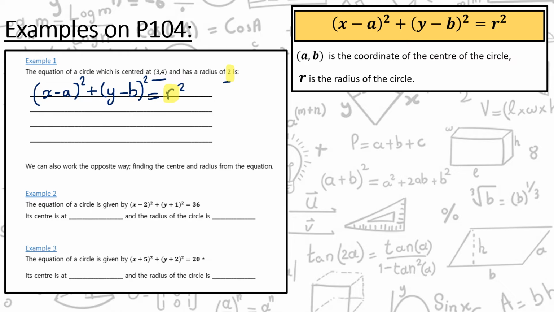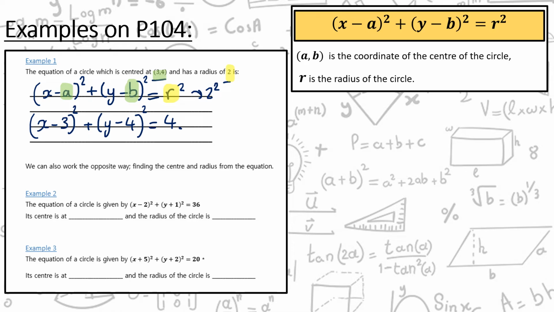The center of the circle is 3, 4, so I'm going to put a 3 in for a and a 4 in for b, and that is going to give me the formula x take away 3 squared plus y take away 4 all squared equals 2 squared, and 2 squared can be simplified as 4. And that is the equation of my circle in example 1.